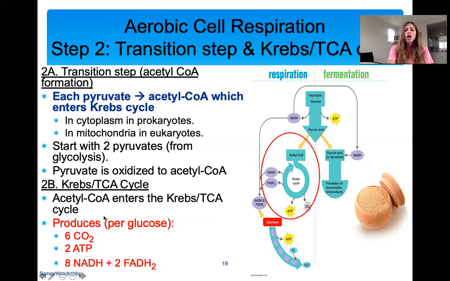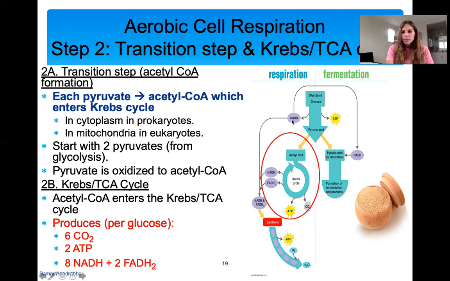After this step, we get 6 carbon dioxide produced. By the way, this is why we exhale CO2. So it's a byproduct of metabolism. 2 ATP, and then you produce 8 NADH and 2 FADH2. And as we get to the end, all of this will make more sense.